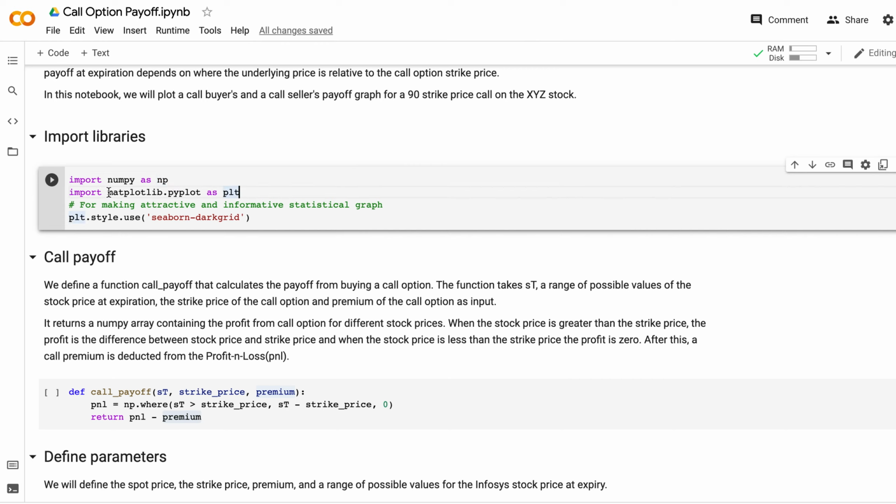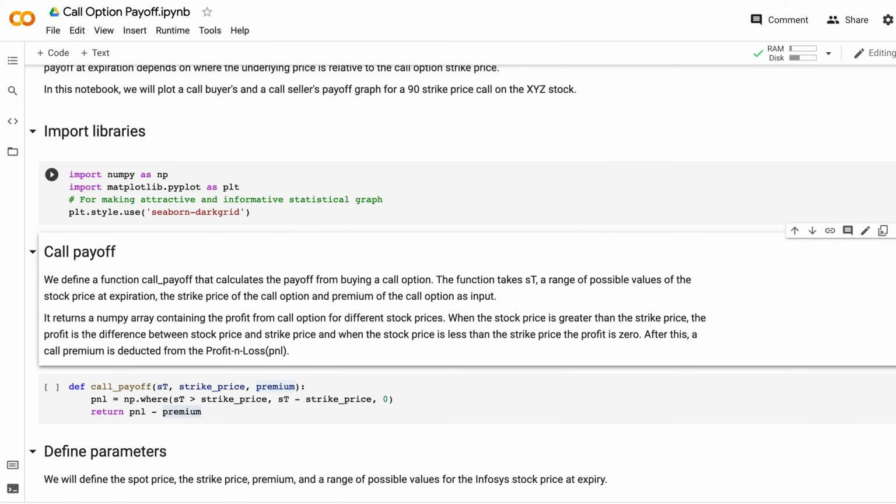For plotting, we import matplotlib pyplot as PLT, and then we also say a specific style that we want to use. There are different styles available. You can look up on Google, then you will find. All right, so we run that cell first.